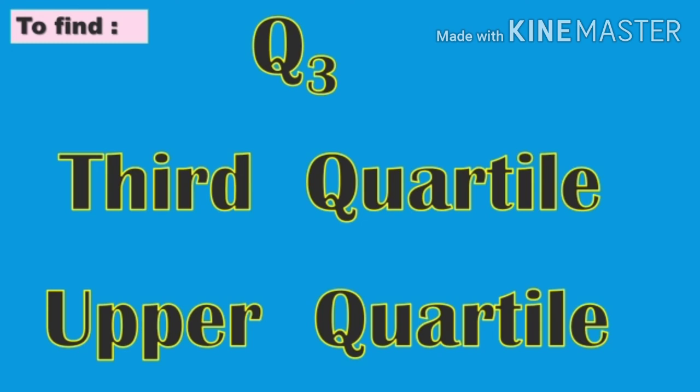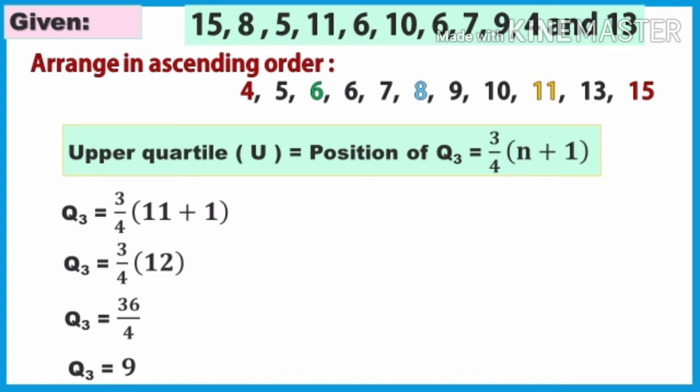To find the third quartile, we're going to use the formula. Okay, so we have the given data. Arrange the data in ascending order. So we have 4, 5, 6, 6, 7, 8, 9, 10, 11, 13, 15. And we will going to use this formula. We have the upper quartile or U equals the position of the third quartile equals 3/4 times n plus 1.